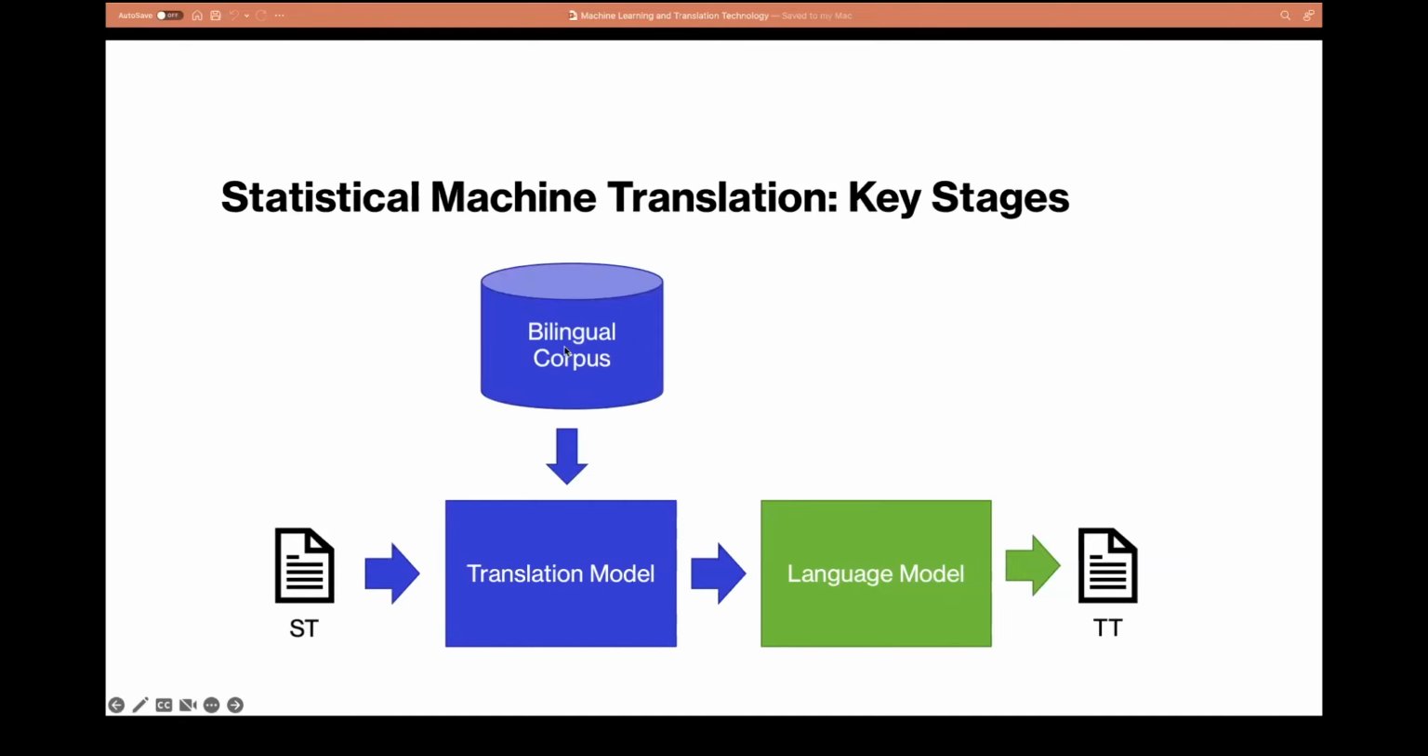For the translation model, we often need a bilingual corpus. We want to have bilingual text in order to train this model. And then for the language model, we need a monolingual corpus for the training process. So you can see this is somehow similar to direct MT. We want to have word-for-word translation first, and then after that, we have reordering.